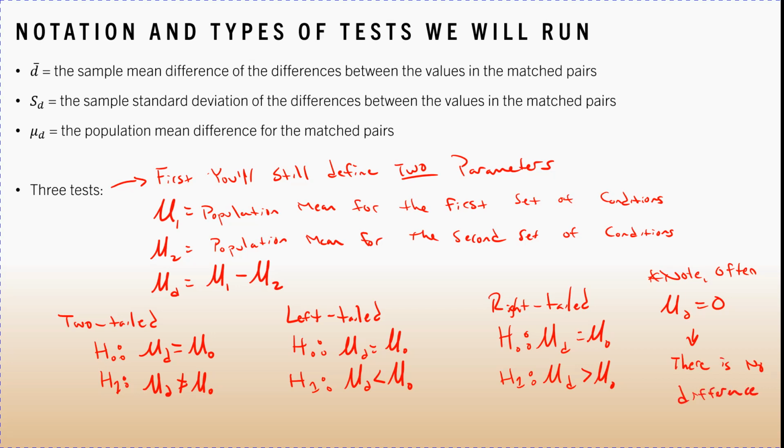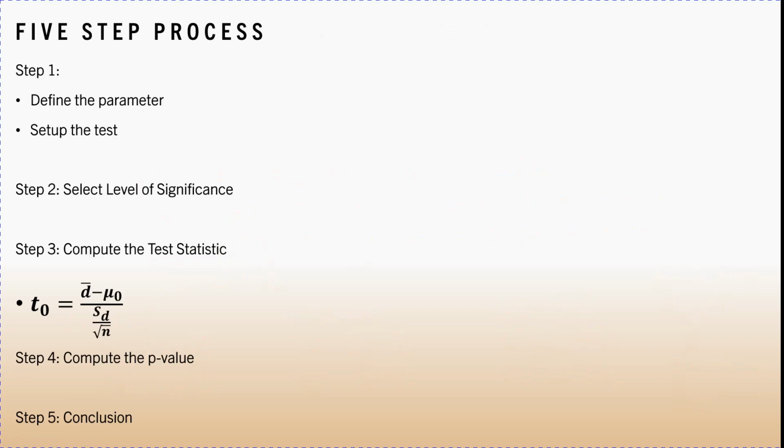Right, so if you want to test to see if there is a difference, you'll start with the assumption that there is no difference. So then again, you're just going to go through the five steps of hypothesis testing. It's going to be the same five steps. The first thing you're going to do is define the parameters.